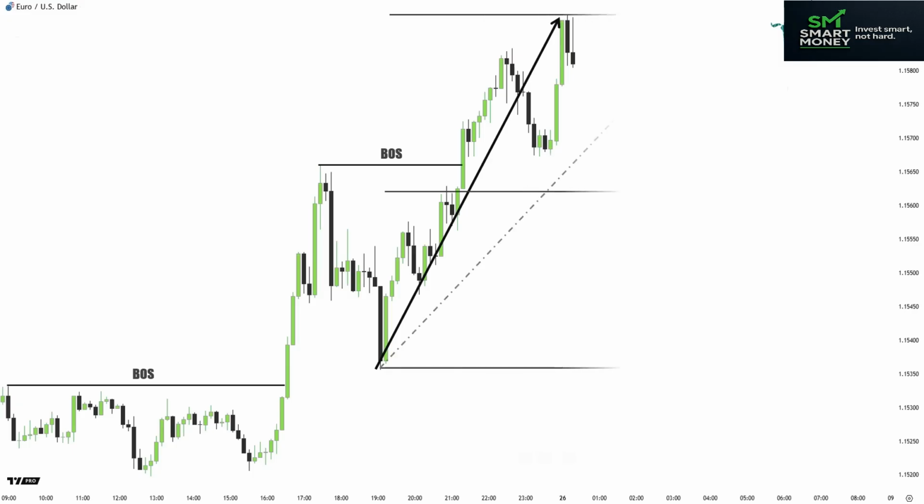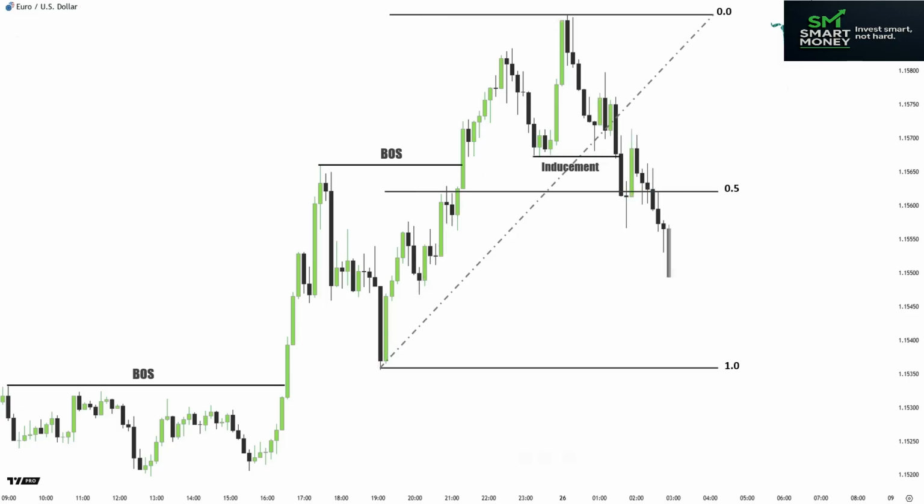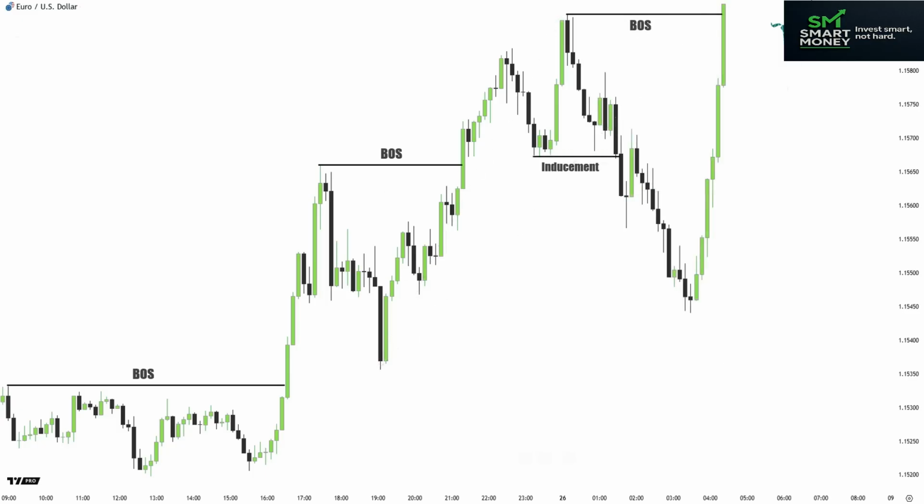When you draw the Fibonacci tool from the low to the high of this impulse, you'll see that the price must return to the discount area to collect liquidity, sweep the early buyers, activate real institutional orders, and only then continue higher. Understanding this prevents you from falling for fake structure breaks and teaches you how to align with the real direction of the market.